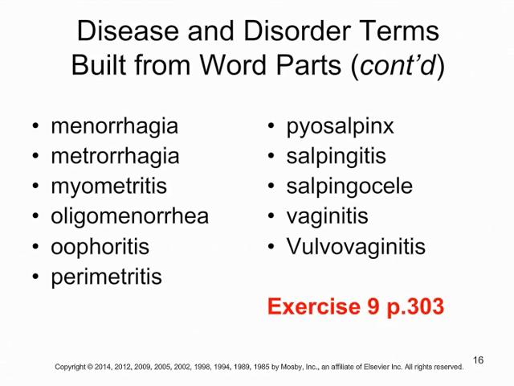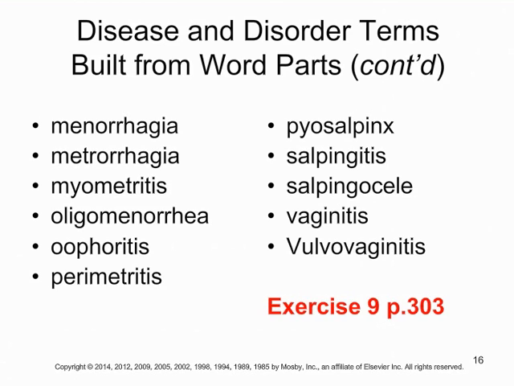Then there's myometritis, which is inflammation of the middle lining, the myometrium of the uterus. Oligomenorrhea. Menorrhea, again, is discharge during menstruation, so the normal levels of discharge. Oligo means scanty or few, so there's less discharge than normal. Oophoritis would be inflammation of an ovary. Parametritis would be inflammation of the outer lining of the uterus.